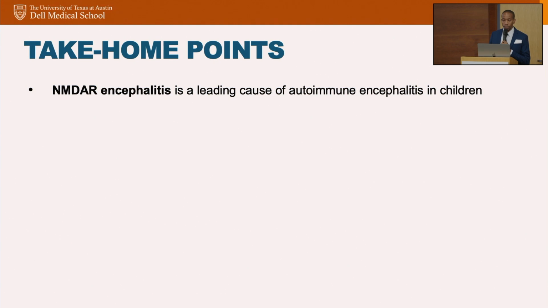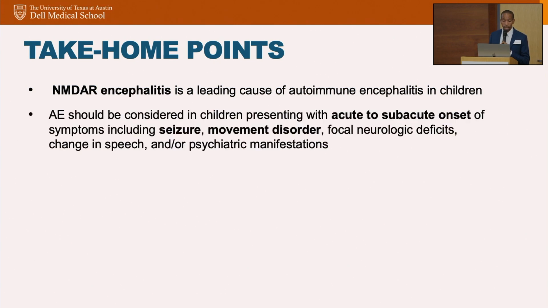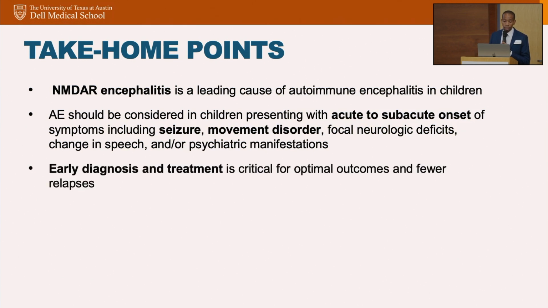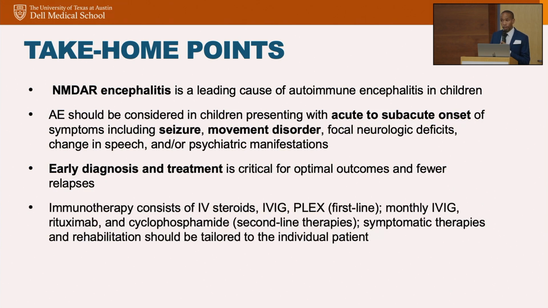It's the leading cause of autoimmune encephalitis in children, and you may encounter this in your clinics or in the hospital. You should consider this diagnosis, once again, in kids that present with that acute to subacute onset of neurologic symptoms and behavior change. Early diagnosis and treatment is crucial for the best outcomes in these kids. Immunotherapy acutely consists of IV steroids, IVIG, or plasmapheresis, and then their second-line therapies generally are rituximab, and for very refractory cases, I'll do cyclophosphamide or tocilizumab.